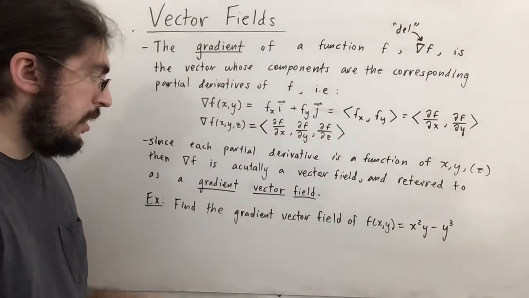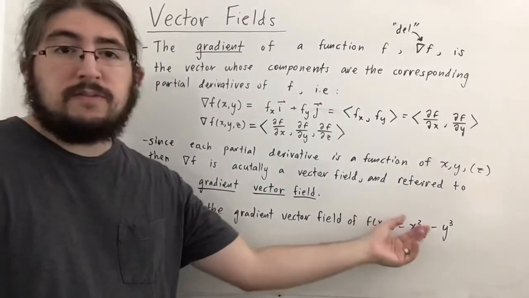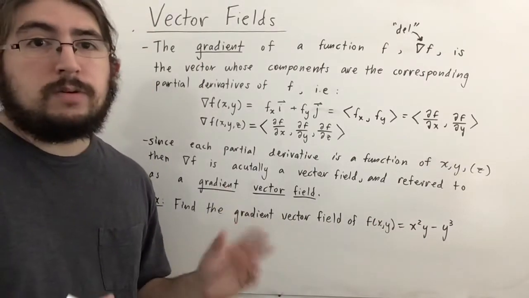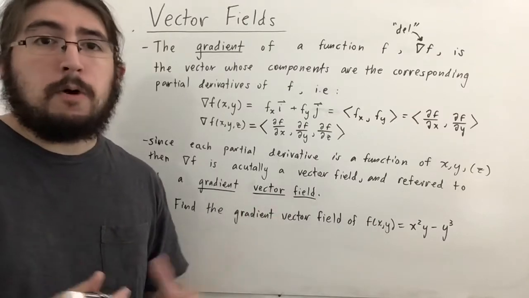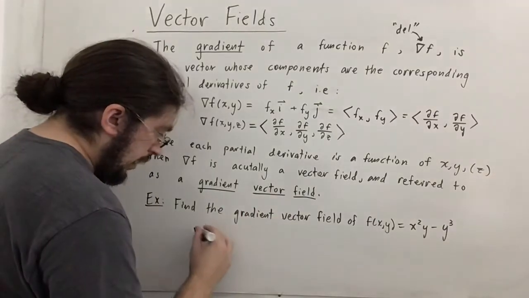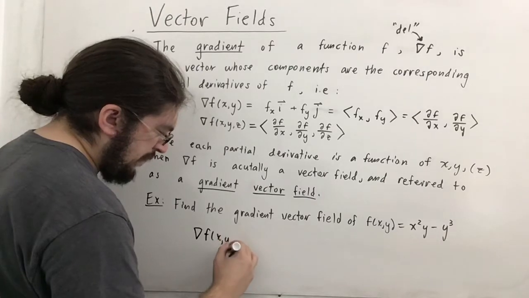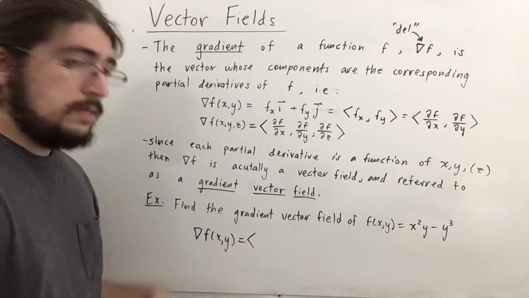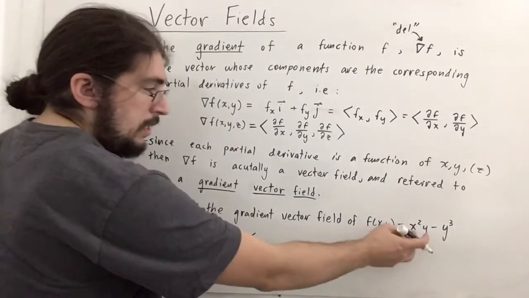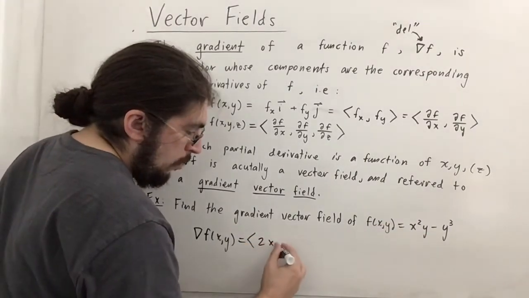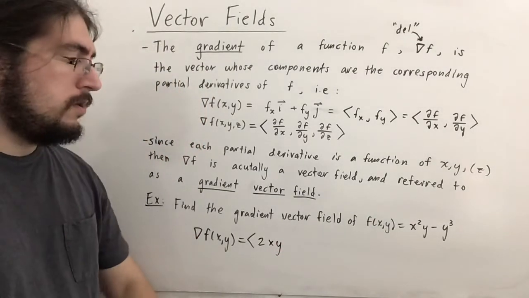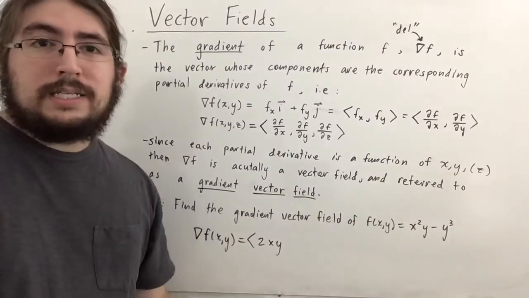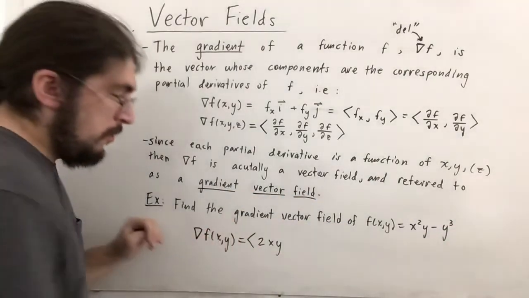So for instance here, I want you to find the gradient vector field of this function of 2 variables, x squared y minus y cubed. All we have to do is take the partial derivatives and write those as components of a vector. So that's called del f, technically of x comma y, and that is the vector whose x component is the partial derivative with respect to x. Notice the derivative of x squared is 2x, y is a constant, so it comes down to 2xy by constant multiple rule, sorry. Y cubed is a constant with respect to x, so its derivative is 0 then.